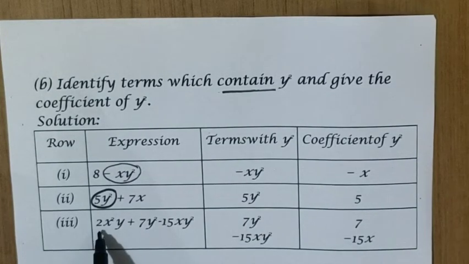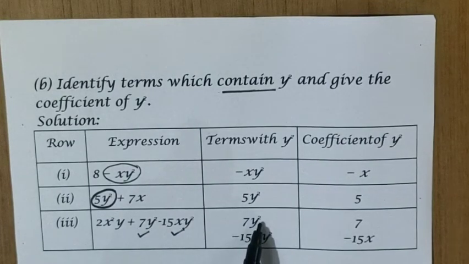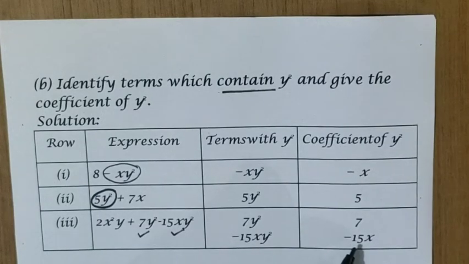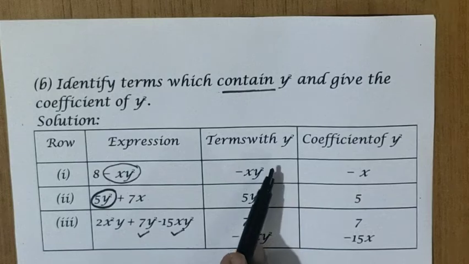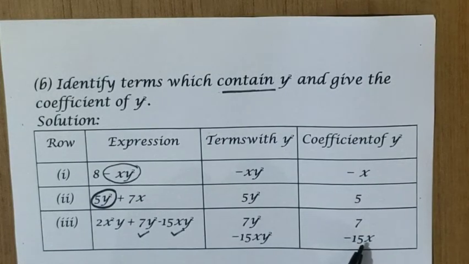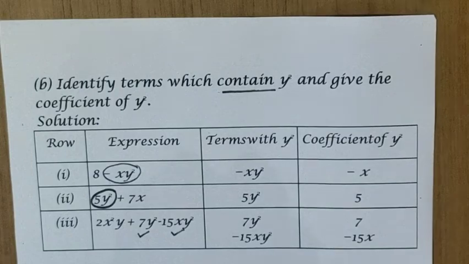Now the next question, 2x square y plus 7y square minus 15xy square. Here you can see the last 2 terms are having y square. So we'll write here 7y square, below that minus 15xy square. Now tell me the coefficient of y square. Other than y square, what number is left? 7. Now minus 15xy square. When y square cancels, what remains? Minus 15x. So minus 15x is written here. First we have written the terms, then the coefficient of y square. Make the table, then you can solve easily.